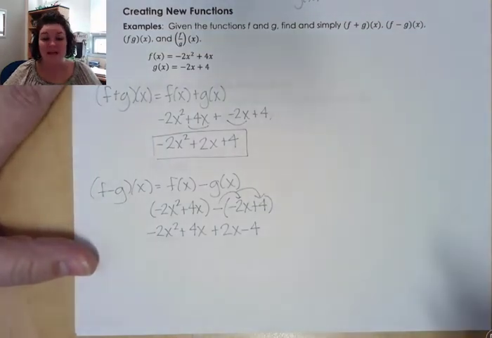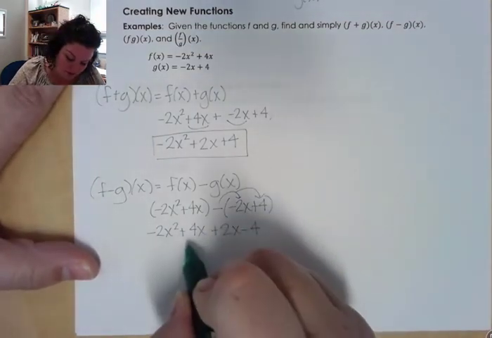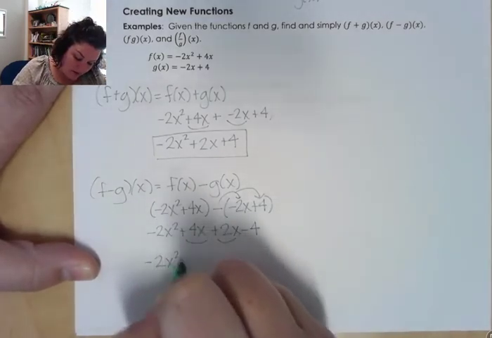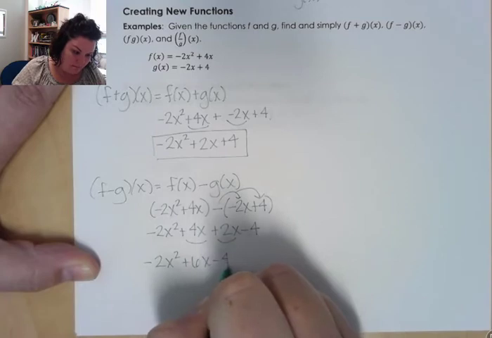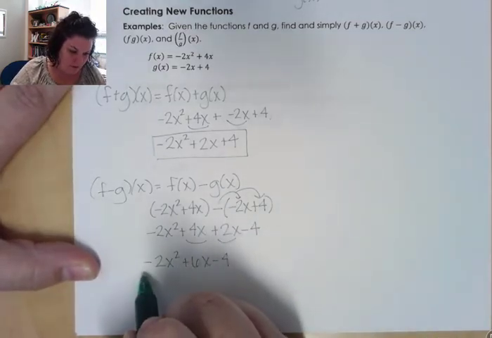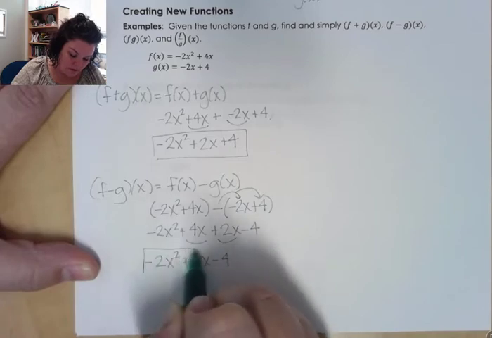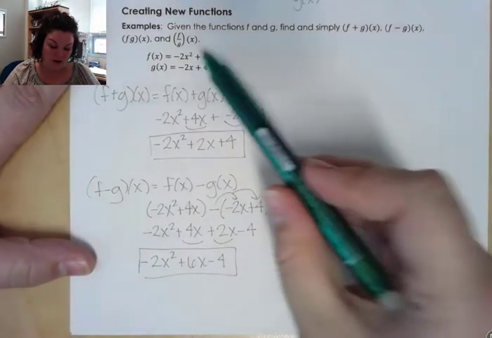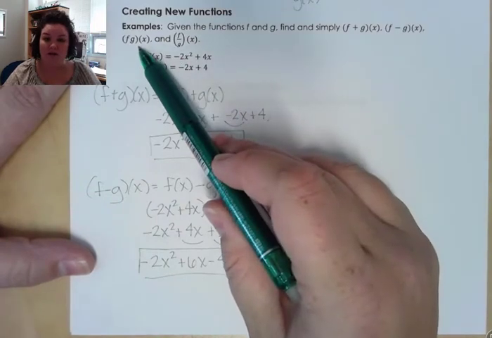Okay, and then again, I just combine my like terms, which is my two x terms. So I get negative 2x squared plus 6x minus 4. And I just box it in. Okay. Let's move on and look at our product function.